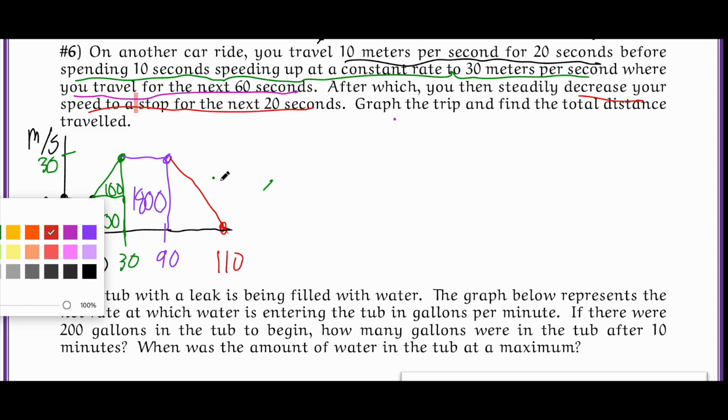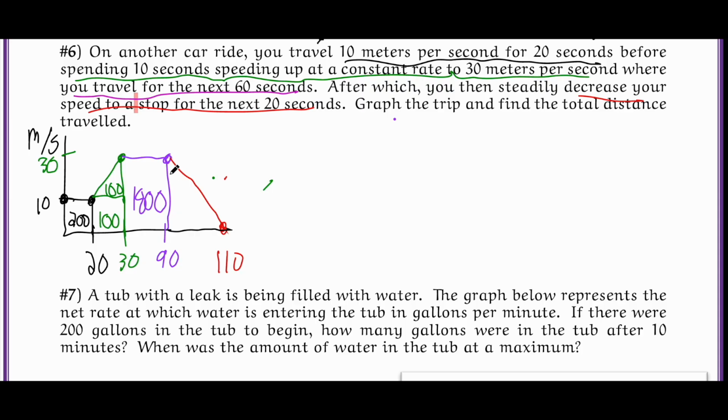And now finally we're coming to a stop. So now this is just going to be a triangle with a height of 30 and a width of 20. 30 times 20 is 600. Divided by 2 gets us 300.